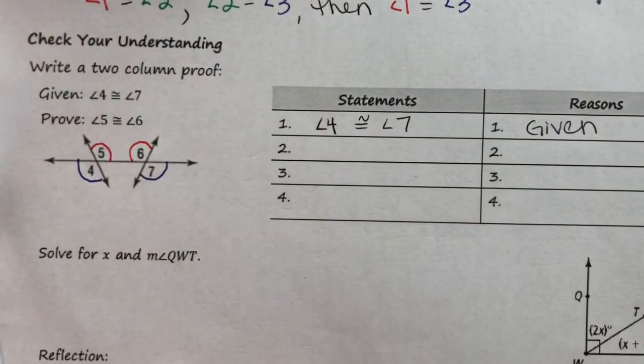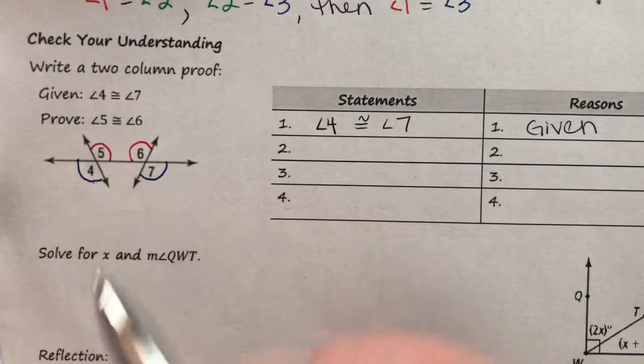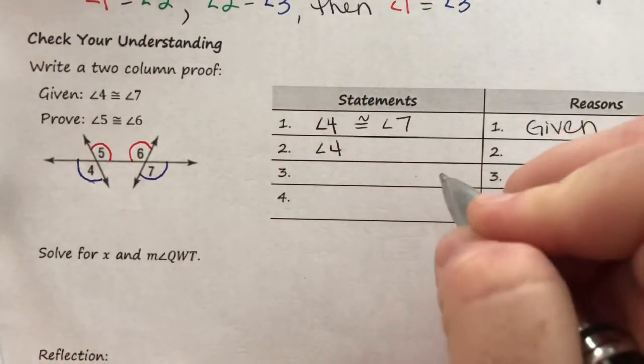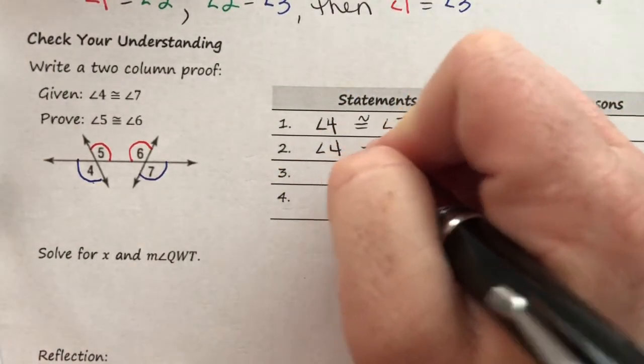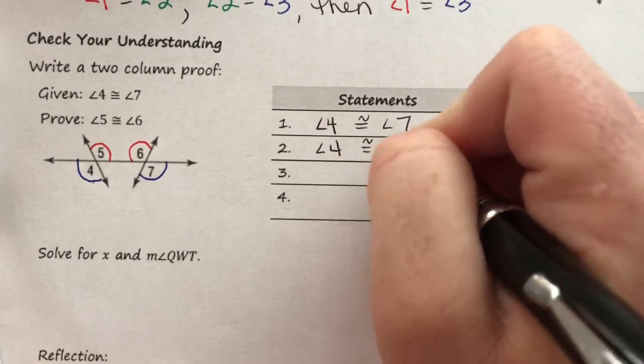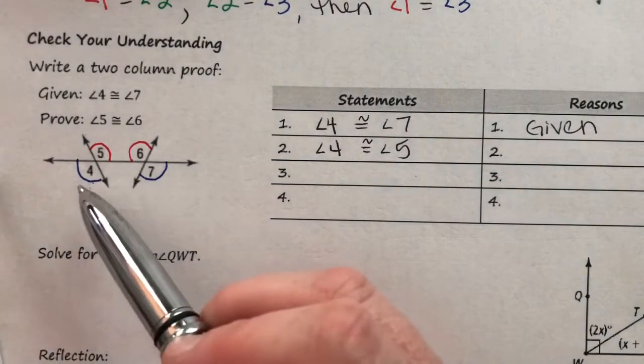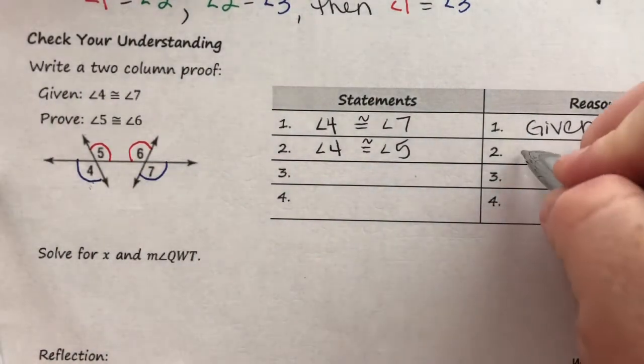Okay, then step 2, what's the next thing I need to know? Well, I know that 4 and 5 are vertical angles, so I'm going to say that. Angle 4 is congruent to angle 5, and how do I know that they're congruent? Because they're vertical, right? Vertical angles are formed by 2 straight lines that cross. So 4 and 5 are vertical, therefore they're congruent.